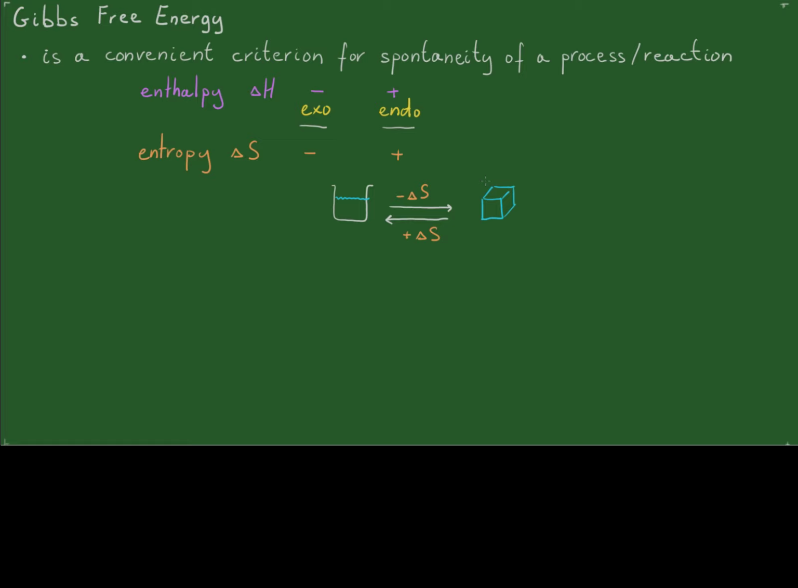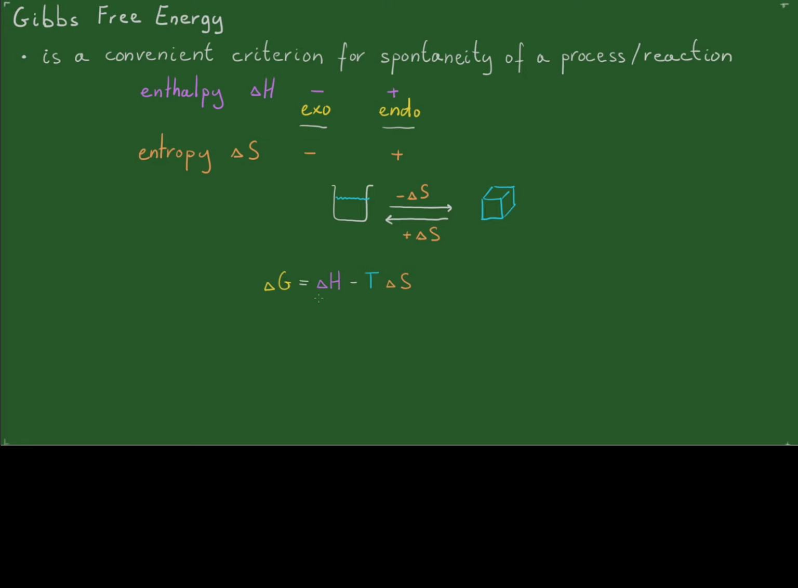And this is where Gibbs free energy comes in, because Gibbs free energy combines both terms, and it also takes into account the temperature of the system or the process. So delta G equals delta H minus T multiplied by delta S. In other words, change in enthalpy minus the temperature multiplied by the change in entropy.